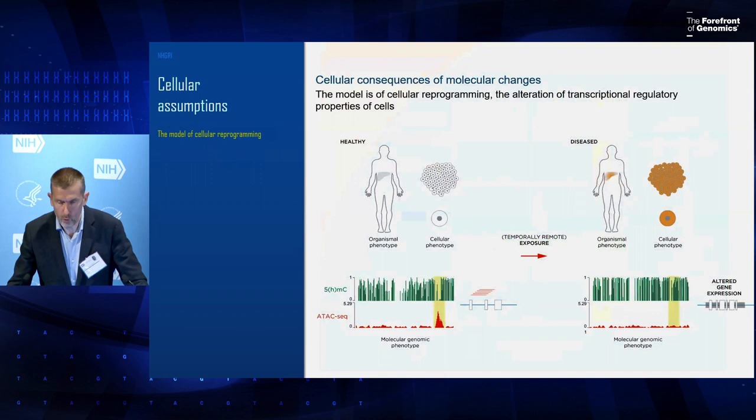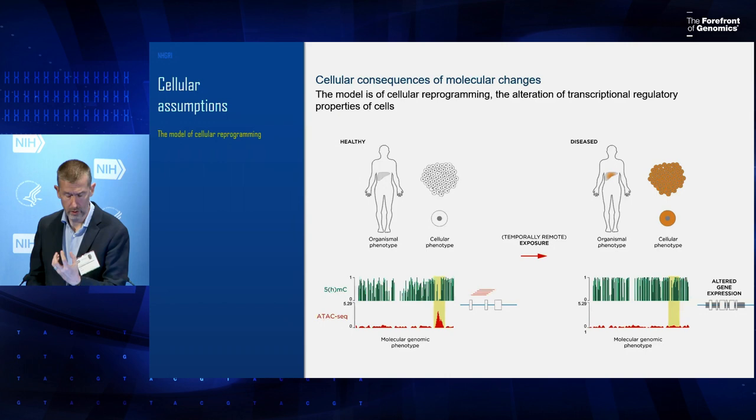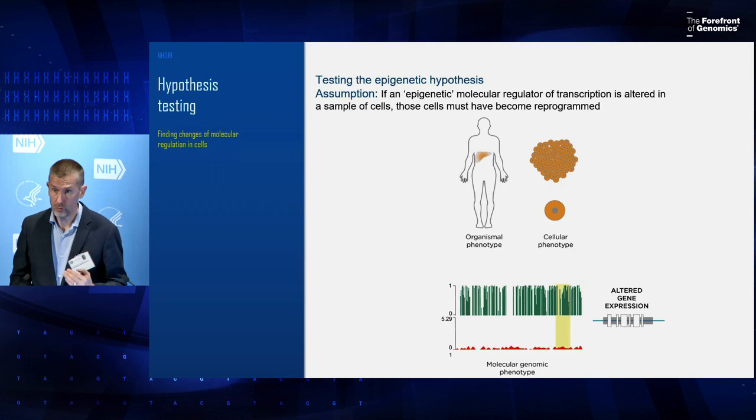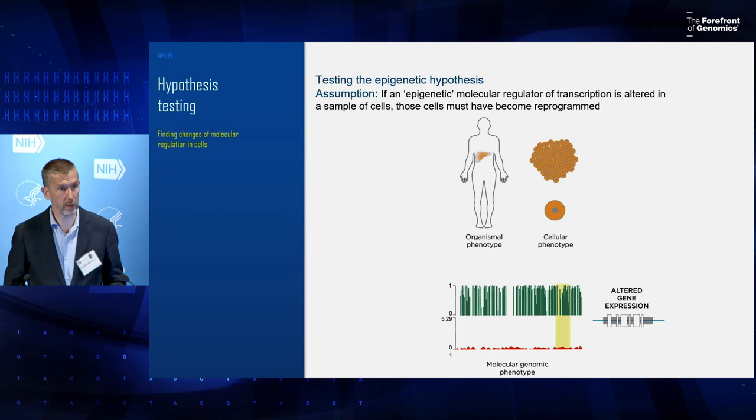What are we considering happening at the cellular level? So if you've got a healthy individual and a diseased individual or an exposed individual, what we think is that cells have reprogrammed, cells have changed their DNA methylation, their chromatin structure, their gene expression, and that this is what I will call cellular reprogramming. So the idea then became that if cellular reprogramming has occurred, we should be able to look at these molecular events that regulate the cells. And if we find changes in the individuals with the disease, that's proof for the hypothesis.